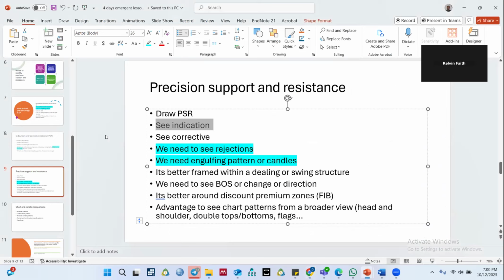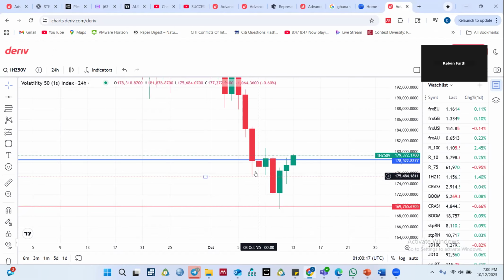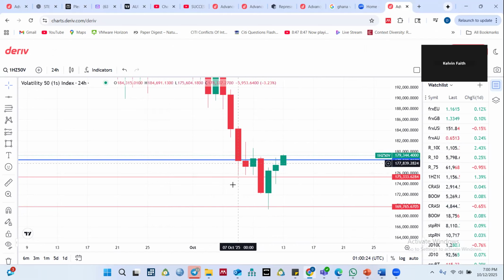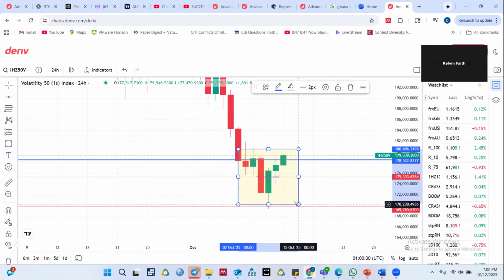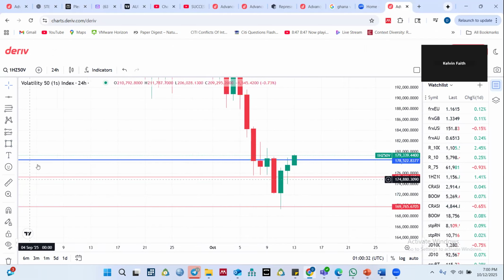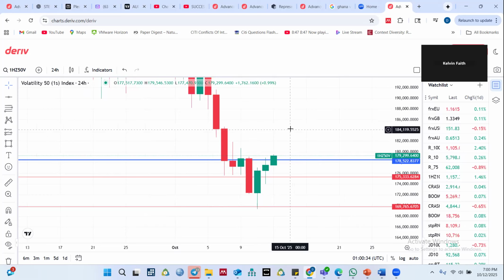Good. And what else do we need to see? Around this precision support, we need to see rejections and we need to see engulfing. Very, very important. We need to see rejections and engulfing. Are we seeing rejections? Yes, we are. Are we seeing an engulfing pattern? Yes, we are seeing something of an engulfing pattern if you look at it closely. In the previous activities, we've always seen engulfing activity happen.